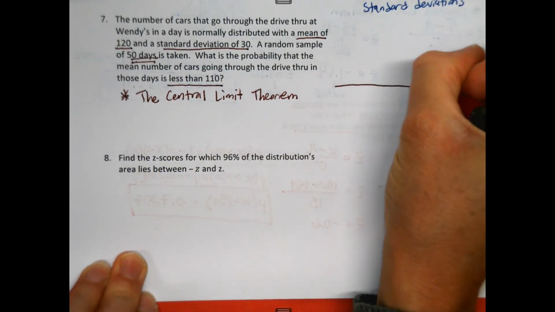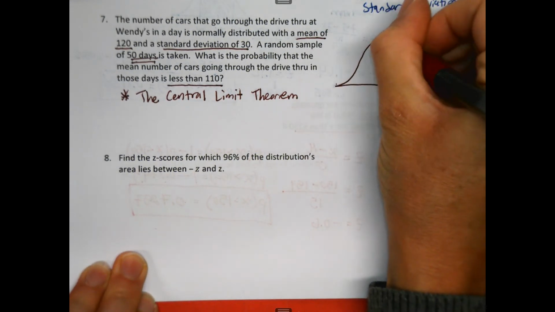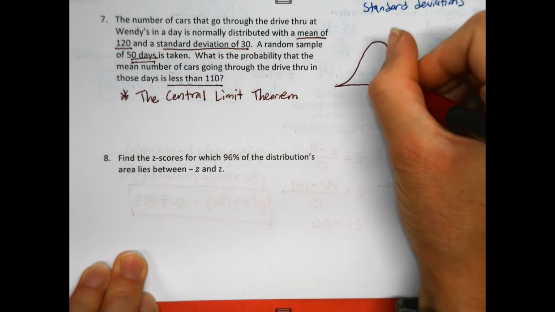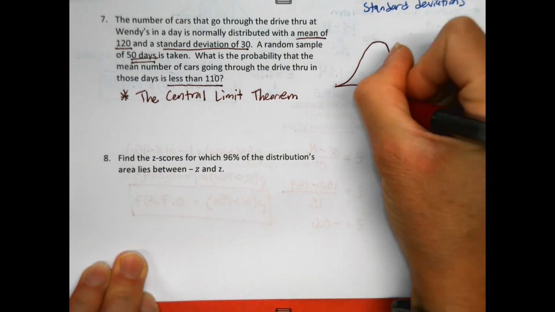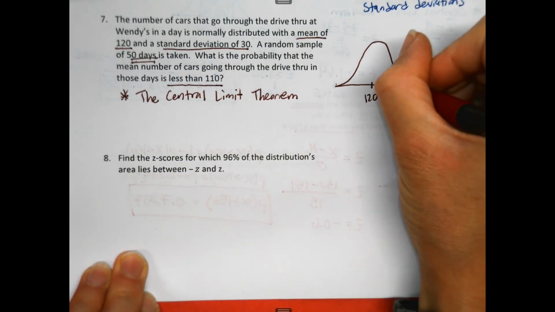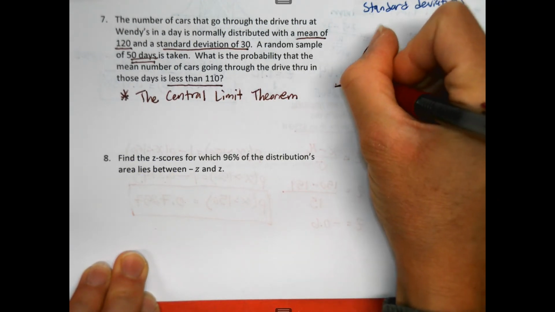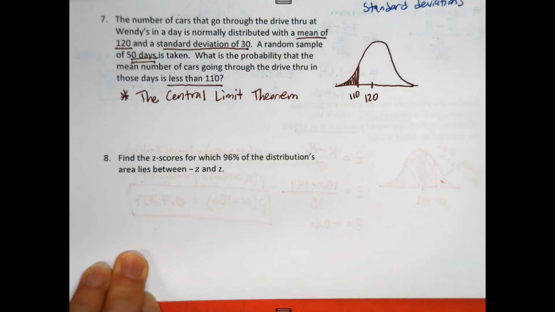If we draw our picture, we want the mean of our sample to be less than 110. So everything below here. Everything to the left. So we need to calculate our z.